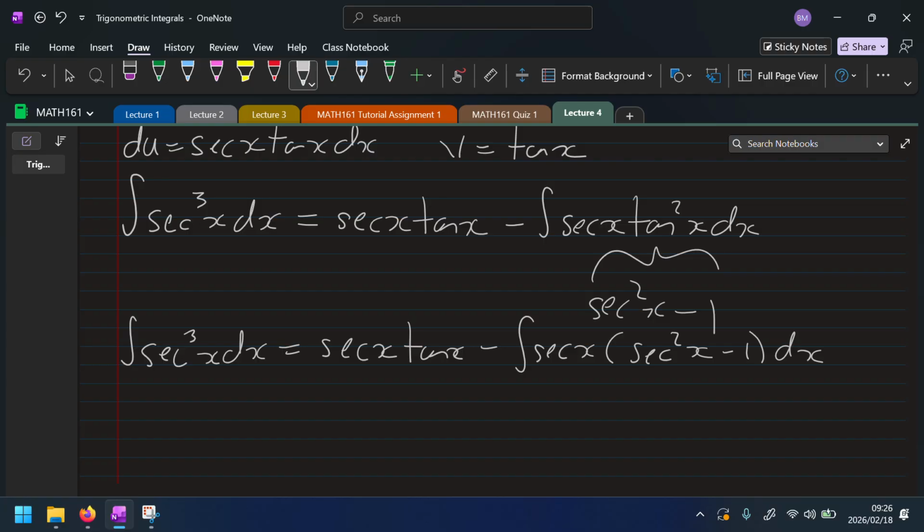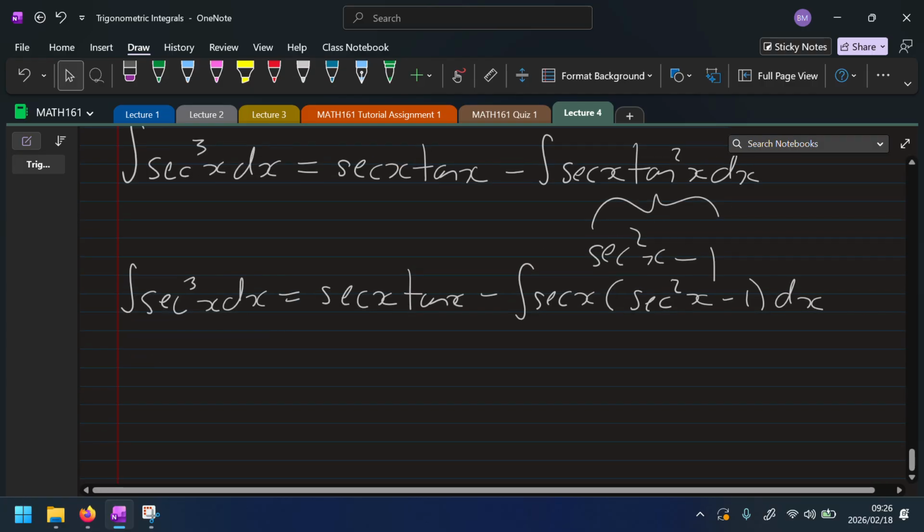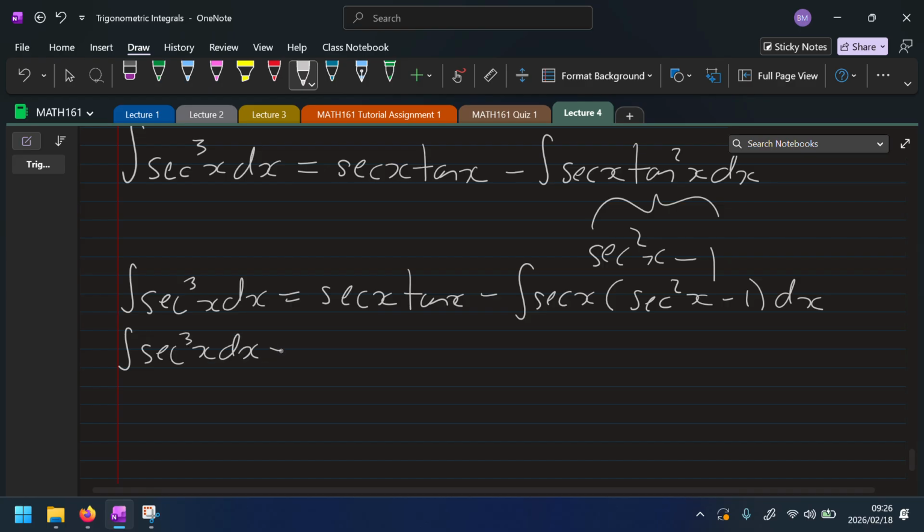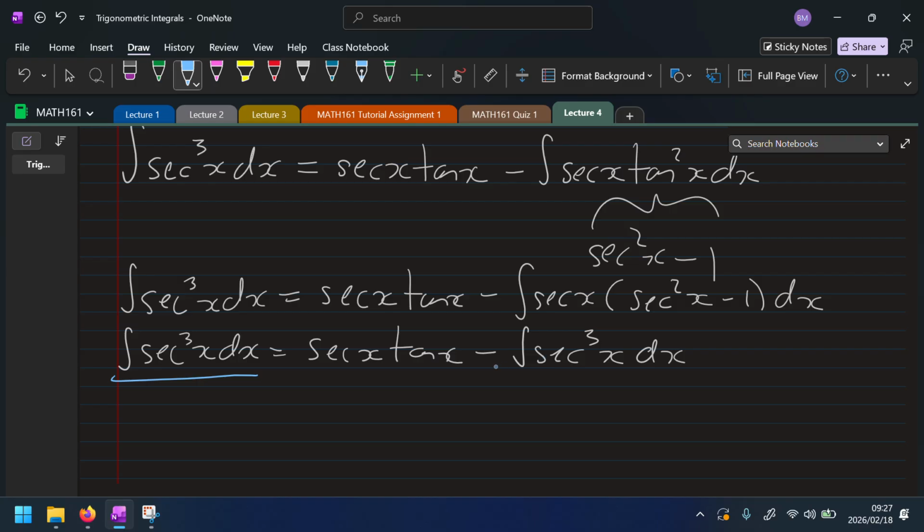Next, we can distribute the sec inside. So the integral of sec cubed is going to be sec x tan x minus the integral of sec and sec squared, that will be sec cubed. Notice that we have the same thing on both sides there, sec cubed and sec cubed. And then finally, we've got sec with the minus 1, so that will be minus sec, and another minus, so that will be a plus.